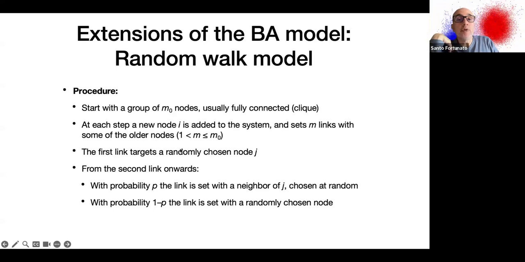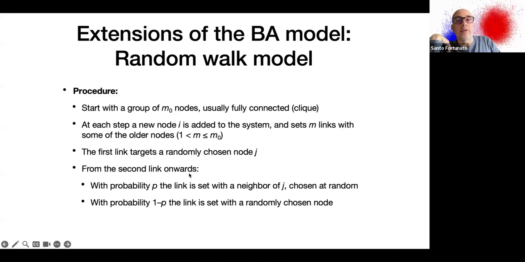At each step, a new node i is added to the system and sets m links with some of the other nodes, just like in the other model, and in pretty much all these dynamic models. But then, this is what makes it different: the first link, the first neighbor, is chosen entirely at random.